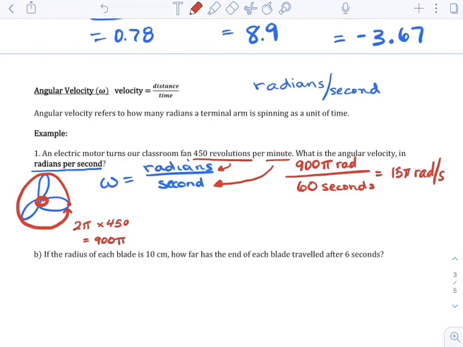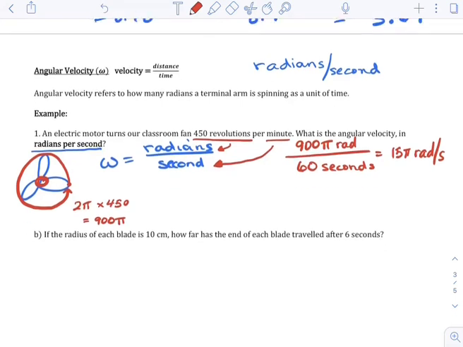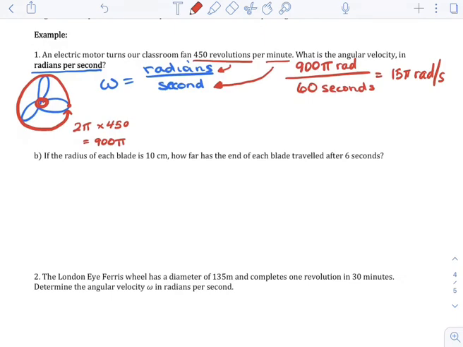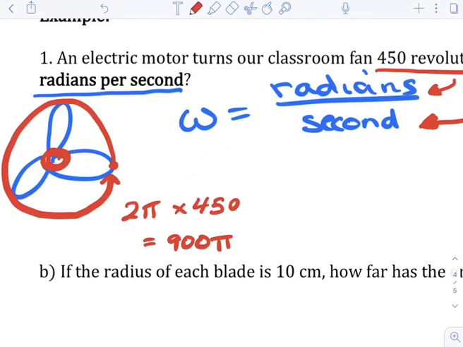So I know that 2 pi is 1 revolution. So we're going around a few times, really 7.5 times every second. So if the radius of each blade is 10 centimeters long, what does that mean? Well, here's our fan. I know the distance from the center to the outside is 10 centimeters.